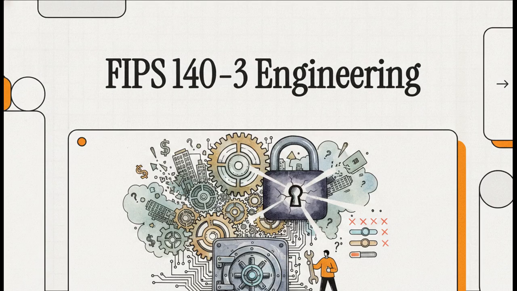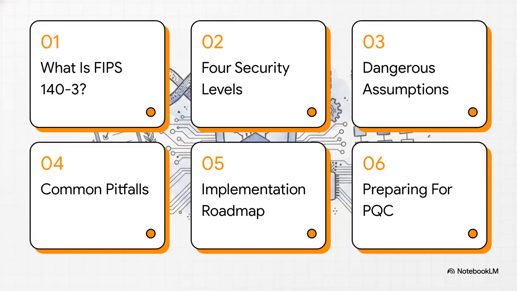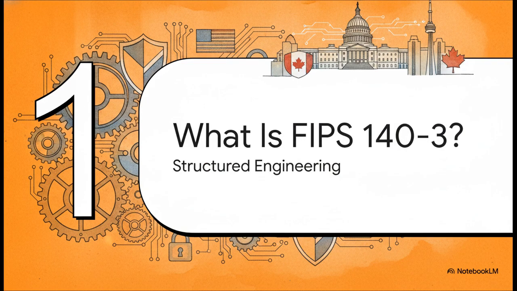We're going to look strictly at the engineering realities, the compliance roadblocks, and exactly what it takes to survive a modern validation audit. So here is our roadmap for today. We'll cover what FIPS 140-3 actually is, the 4 security levels, some dangerous engineering assumptions, common pitfalls, the implementation roadmap, and finally, how to prepare for post-quantum cryptography. All right, let's kick things off with Section 1.